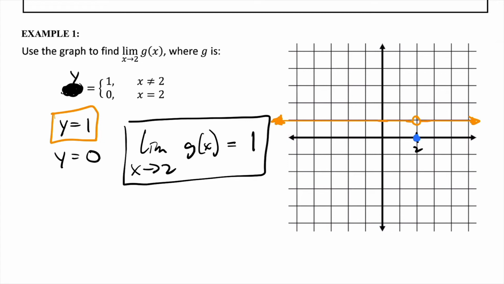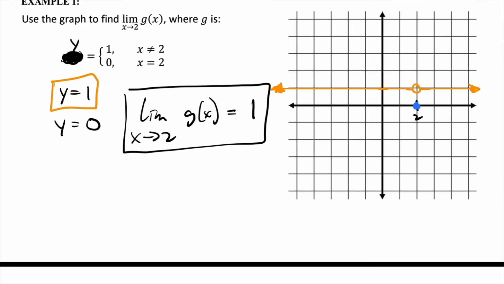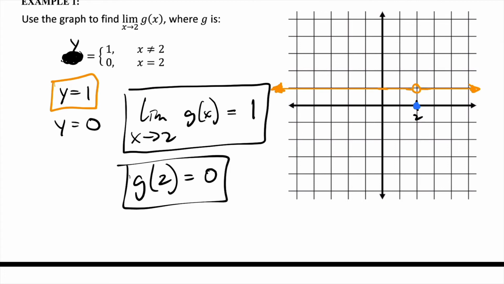Let me make it even more confusing if it wasn't already confusing. What if they wanted this? What if that was a question on a test? Not the limit, g of 2. 0. There you go, because that's where the dot is. When it says g of 2, g of 3, g of whatever, where is the dot? When it's saying limit, we don't care about dots. I just care about where the graph is.